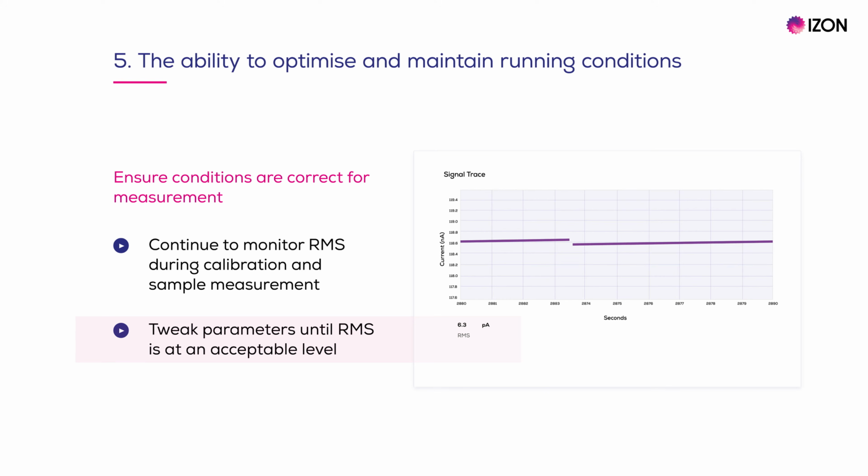Specifically, this involves tweaking stretch, pressure and voltage prior to TRPS calibration and sample measurements to ensure that the background noise is at an acceptable level and that the blockade size is large enough compared to the background current. If the recommended RMS is exceeded, you can pause the measurement, regain a stable baseline and then continue. This may require some effort, but it does ensure that measurements are only taken when all of the conditions are correct.